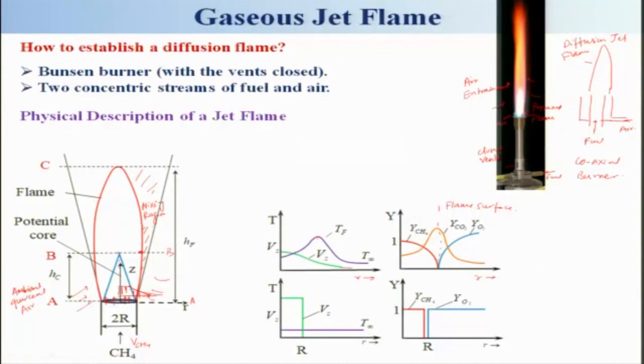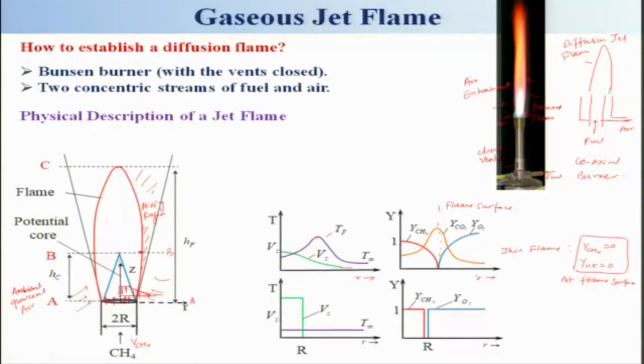And this kind of flame, where both the oxidizer mass fraction and the fuel mass fraction are 0, we call a thin flame approximation. This is basically a thin flame. It will occur only when Y CH4 is 0 and Y oxidizer is 0 at the flame surface.